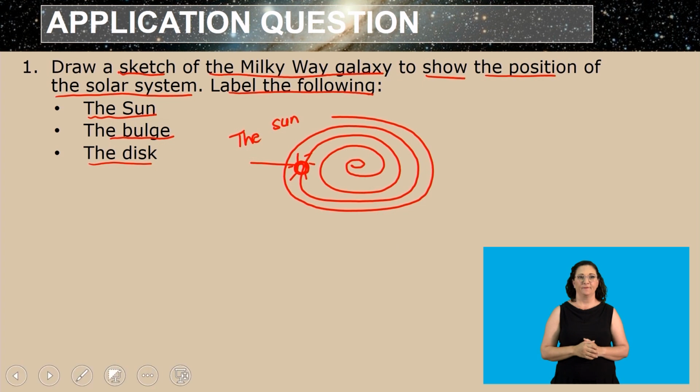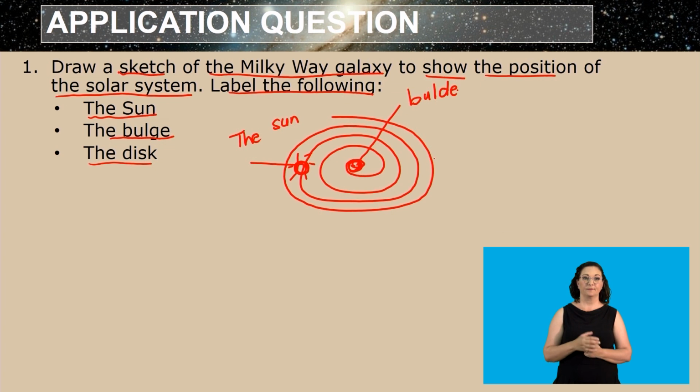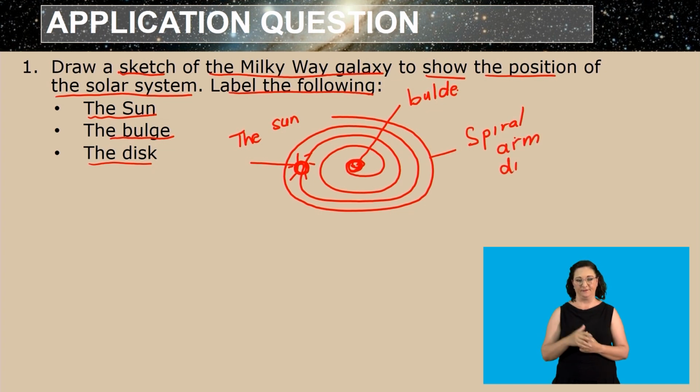Okay, so there is our sun there, and then right in the middle there, this is where we find our bulge. Okay, this is where we find our bulge, and then here we find our disk. I'm going to call it the spiral arm disk. Okay, so this is the spiral arm disk, and this is just a rough sketch of how the Milky Way galaxy will look like. Okay, we're not going to put all the other stars and the solar system and the planets, but we are just showing you a rough sketch, only including what the question was asking us.